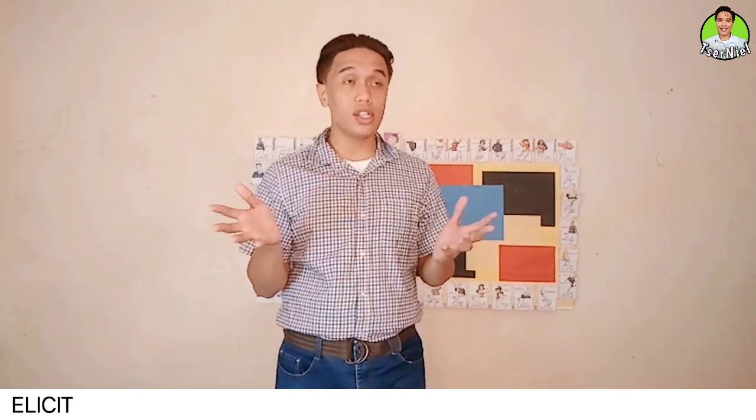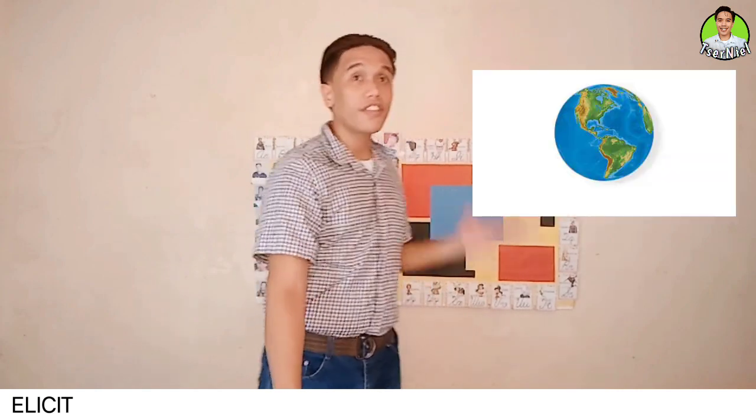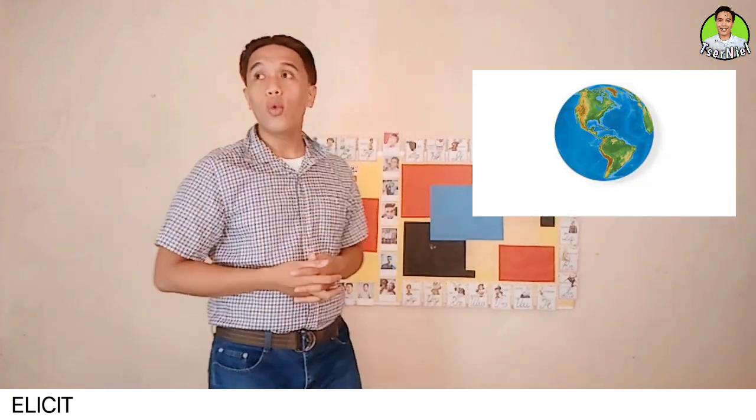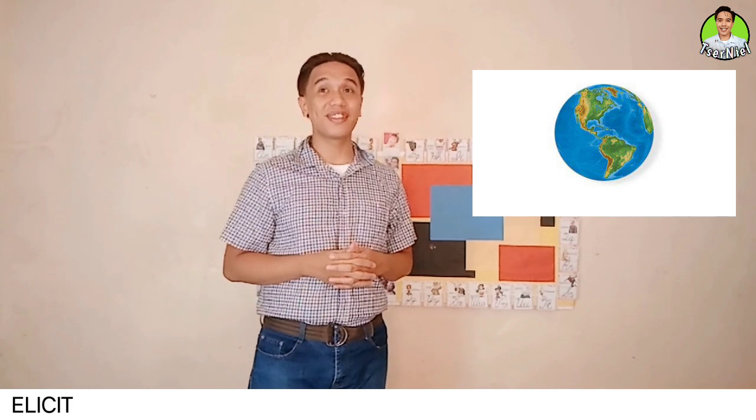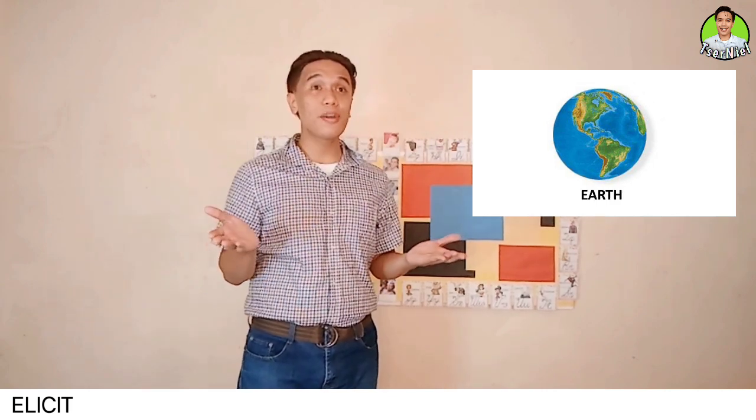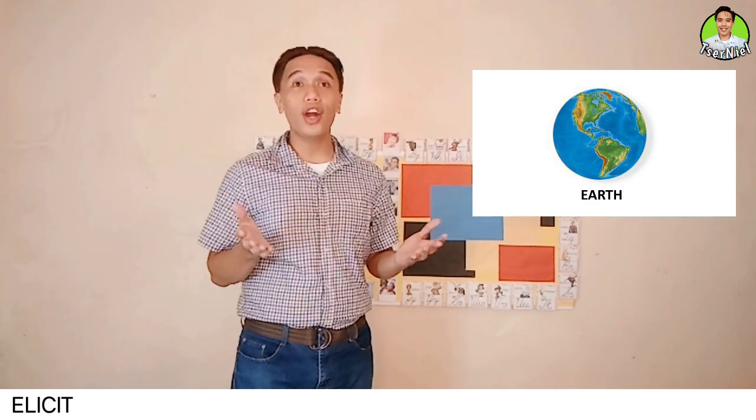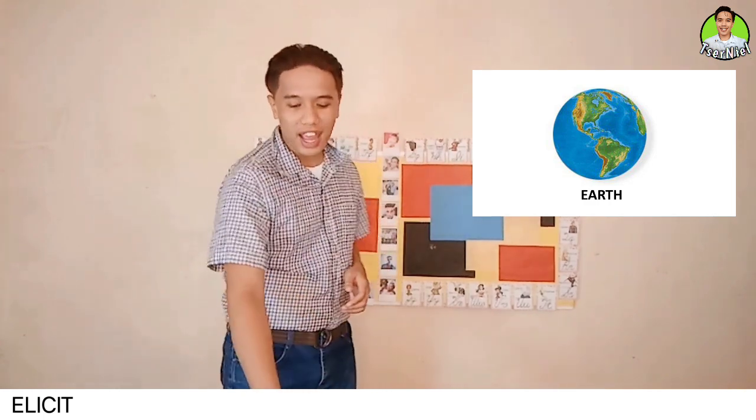Okay, that's great. Now, let's have a short game first. I will present some pictures and I want you to give me the secret word for every picture. Are you ready? Okay, this is the first picture. What do you think is the secret word? It is the world or the earth. That is correct. Second picture.